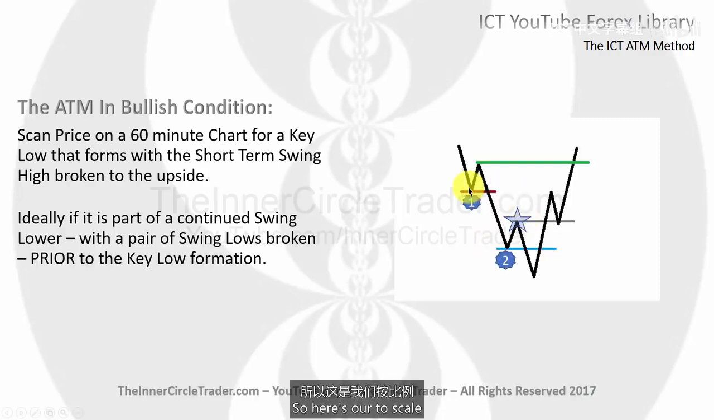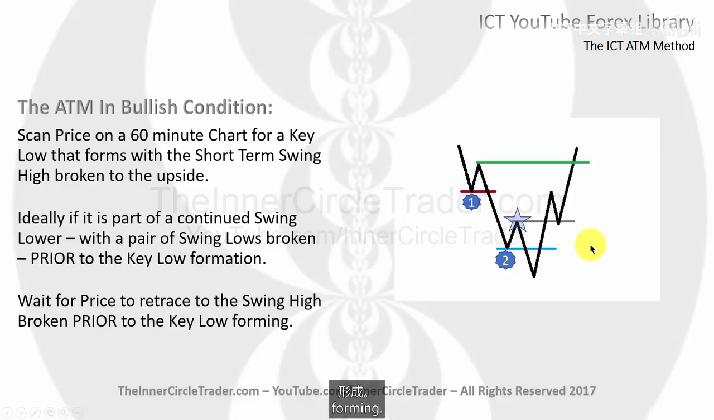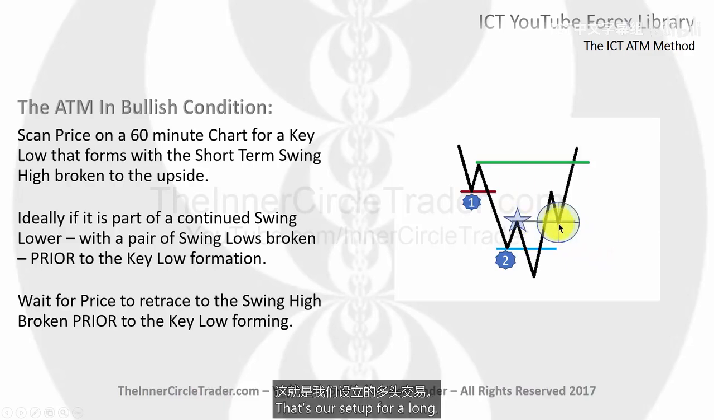So here's our 2-scale drop down. And we're going to be waiting for price to retrace back to the swing high broken prior to the key low forming again. That's this here. And we zero in right there. That's our setup for a long.